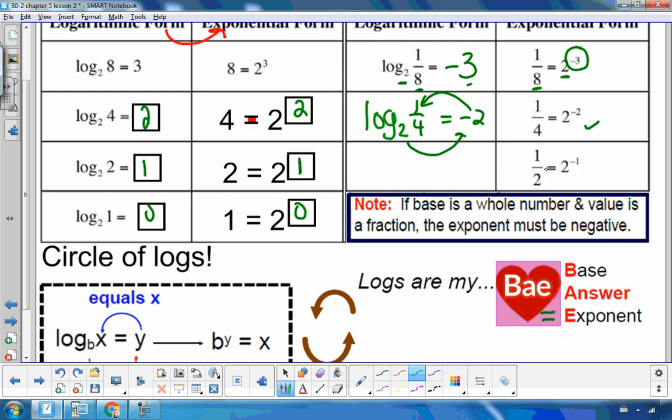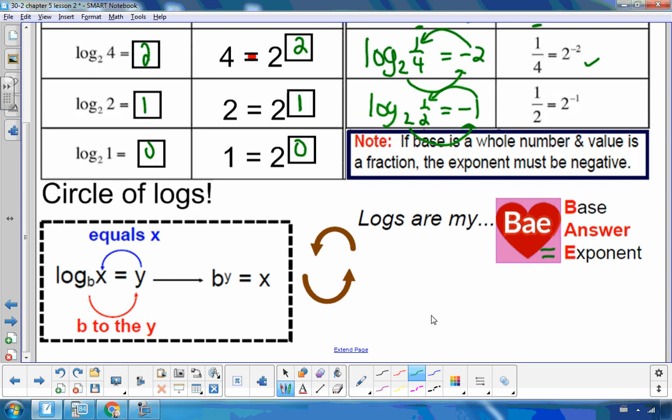Okay, so 2 to the negative 1 equals a half. Let's use bae. Log of base, of the answer, equals the exponent. And again, you can use circle of logs to check. You guys know I love my tricks. Okay, so circle of logs to go from log form to exponential, bae to go the other way around. Just remember that your nerdy math teacher loves logs.